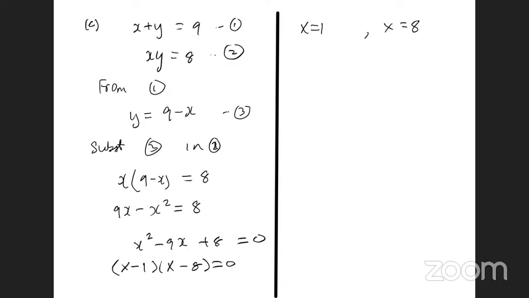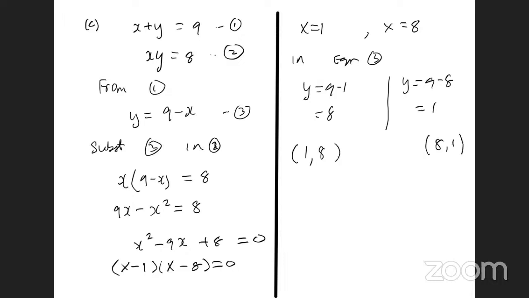Okay? And if x is 1, go back to equation 3, and you will get y is equal to 9 minus 1, which is 8. So your first answer is 1, 8. y is equal to 9 minus 8, which is 1. So your answer is 8, 1. That's okay? What can you do? Can you reach here without getting a quadratic? And you get the same answers?